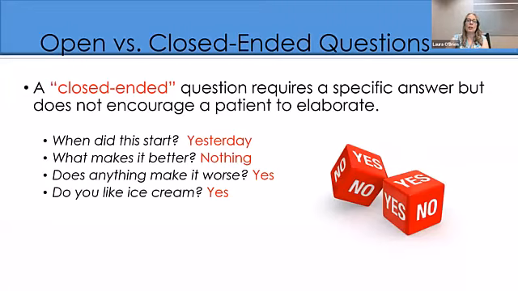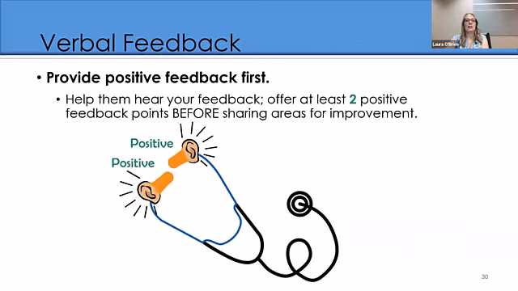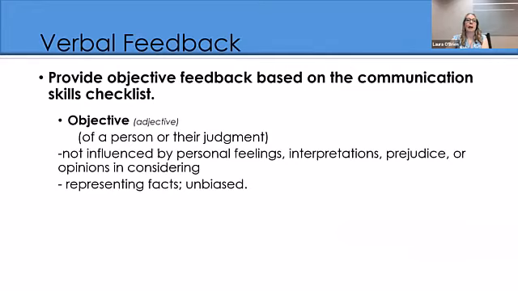Open and close-ended questions. So we really want students to be asking open-ended questions, because you get a lot more information than with close-ended questions, which result in yes or no answers. So as I said before, provide positive feedback, positive, and an area for improvement. And then just to be objective, you want it unbiased, you want to comment on something that's not influenced by your own prejudice. So the feedback really needs to be objective.